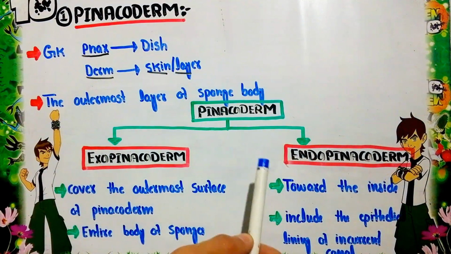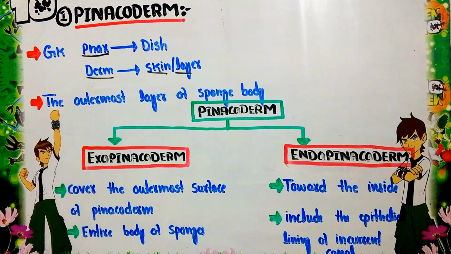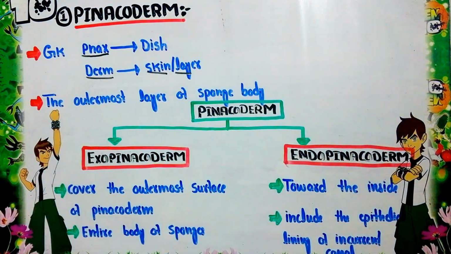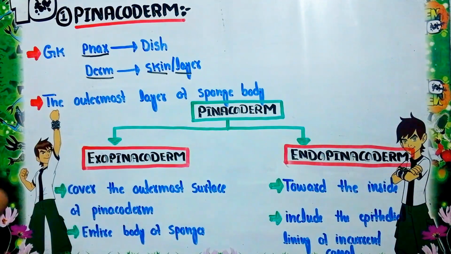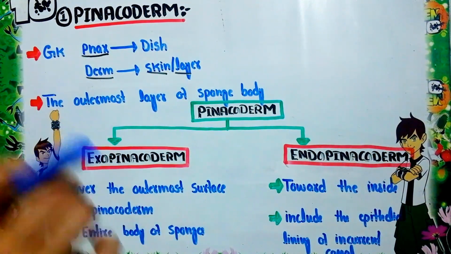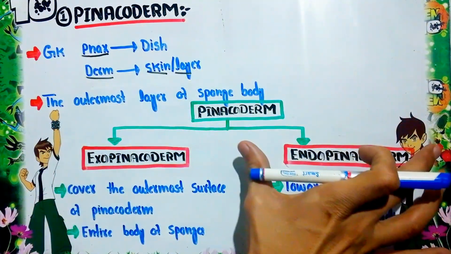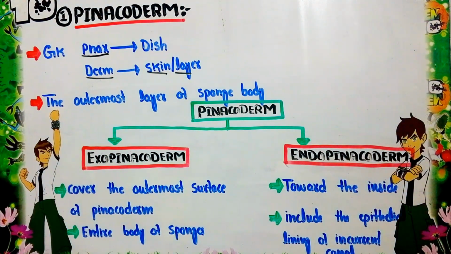This endopinacoderm is the layer of the pinacoderm which is toward the inside. It is called endopinacoderm as the term endo means inside. It is mainly present at the epithelial lining of the incurrent canals, which are part of the canal system of sponges. The endopinacoderm is also found in the osculum and dermal ostia. So this is about the location of the endopinacoderm.